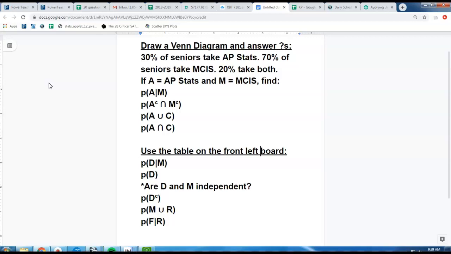So I didn't put this up here, but now that we've gone through that one, try this right now. M given A, so just go the other way.